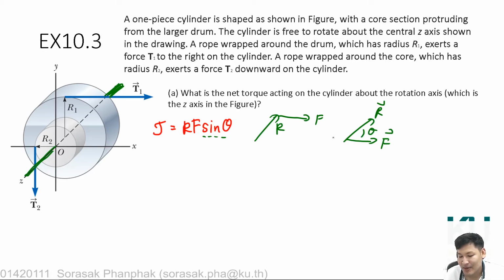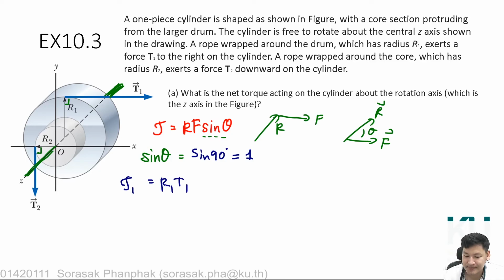It's the theta between that position, but in this case, what has happened? If you look at it, you will see R1 and T1 are perpendicular, and R2 and T2 are also perpendicular. So in this case, sine theta is sine 90 degrees, which is equal to 1. So if you would like to determine torque 1, it's equal to R1 T1.